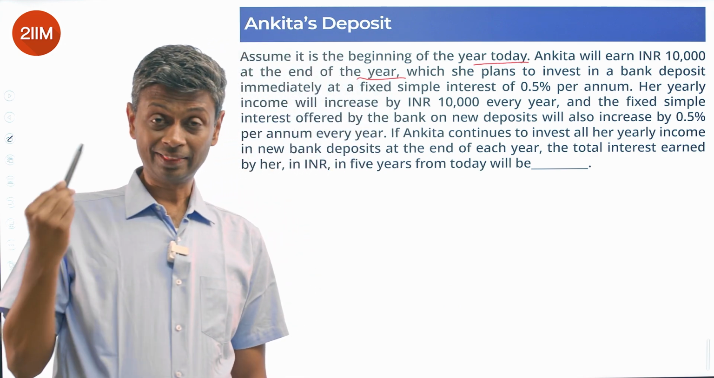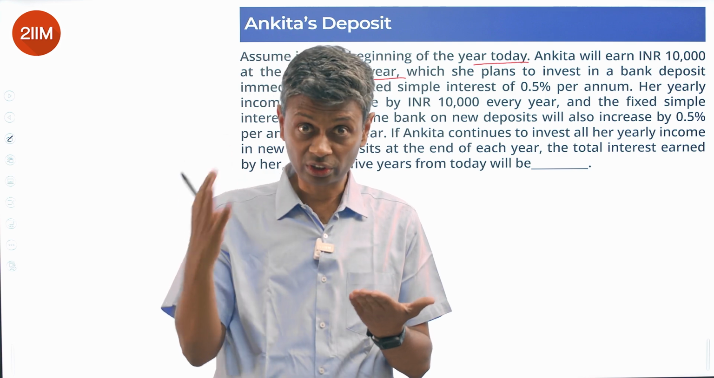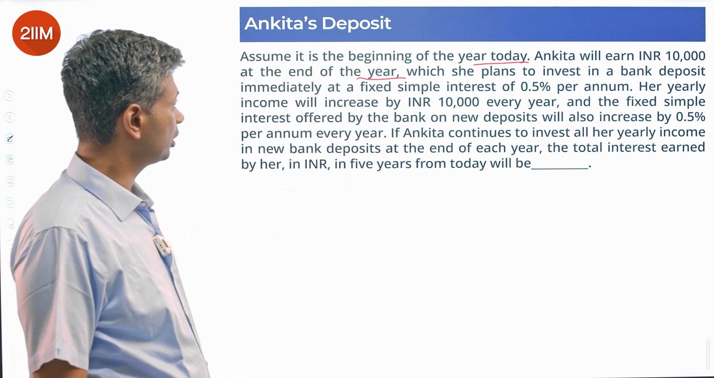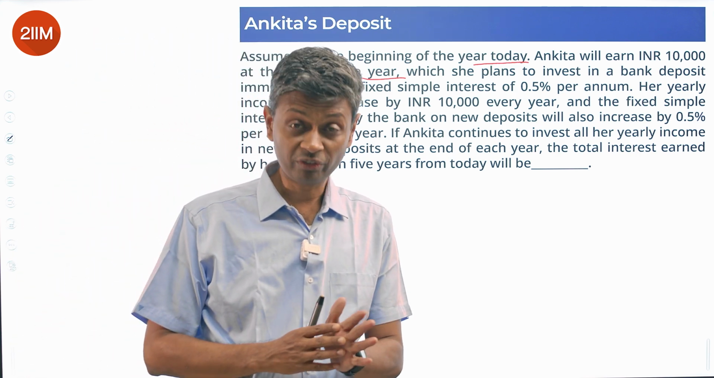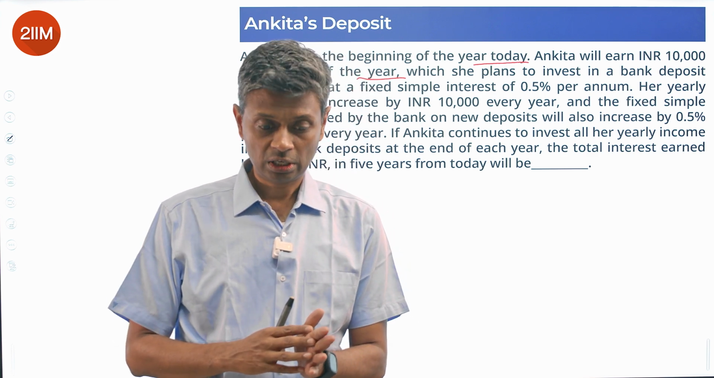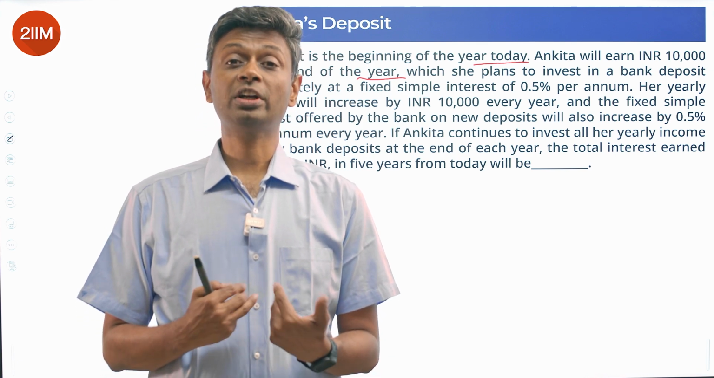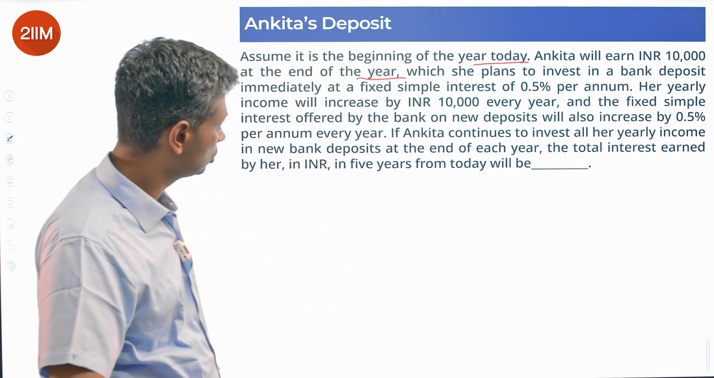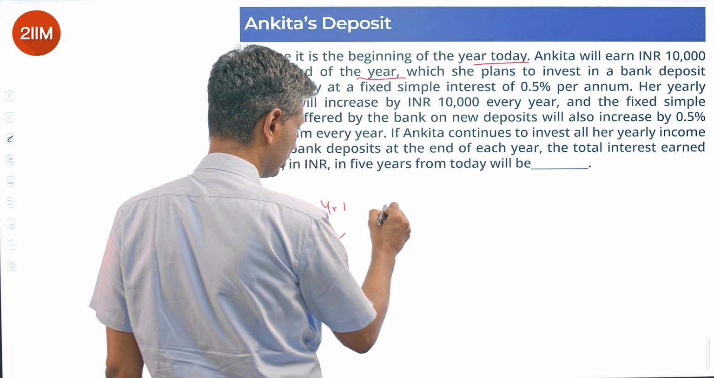Beginning of the year today, she will earn this by end of the year. So all our math is from year 2. Year 1, she is earning 10,000 at the end of the year, which she plans to invest in a bank deposit immediately at a fixed simple interest of 0.5% per annum. The beginning of year 2 or end of year 1, she has 10,000. Beginning of year 2, she puts 10,000 at 0.5% per annum. So year 1, nothing happens.